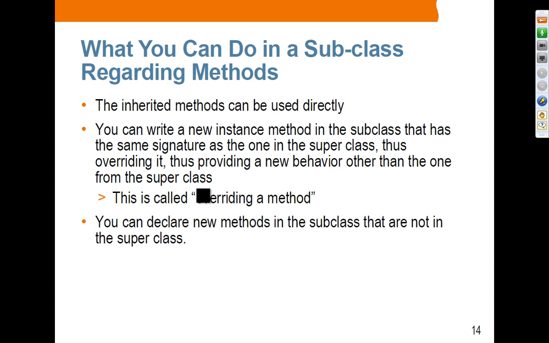So basically, in a subclass regarding methods, you can do two things. You can add a new method that is not present in the parent class, or you can override existing methods of a parent class, providing a different behavior or different implementation.